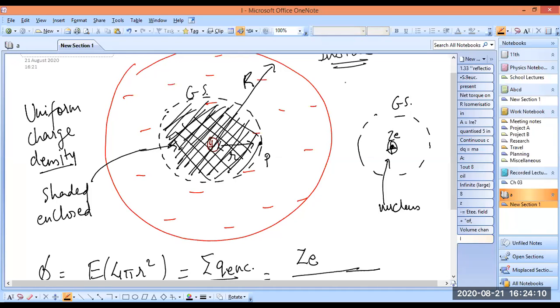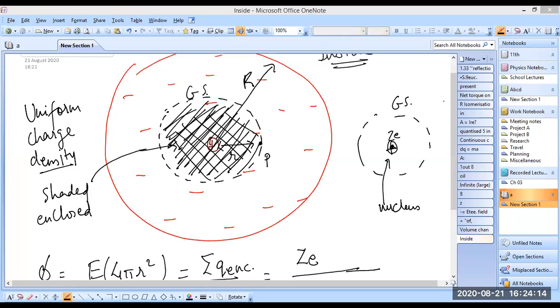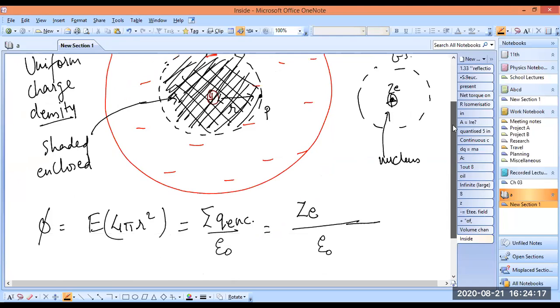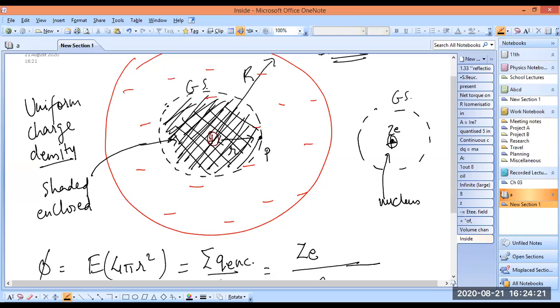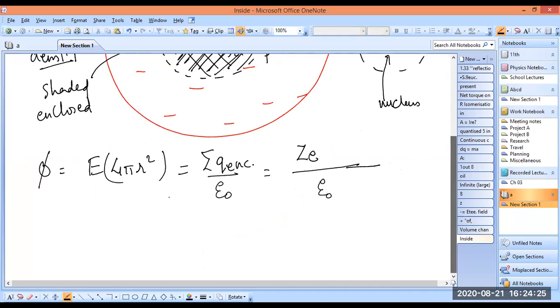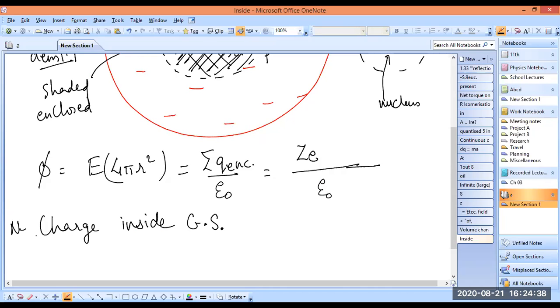Well, let's see. I hope you got the idea that this is not going to be minus Ze. It's less than that because there is some charge here as well, right? So how do we find it? Well, let's see. Look here. Charge inside Gaussian surface. Okay, we are talking about negative charge inside Gaussian surface.